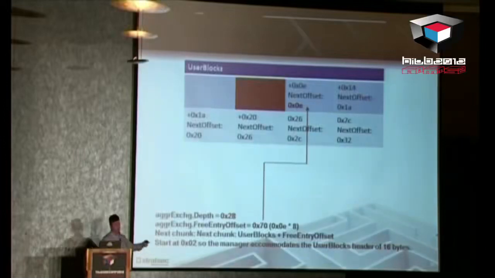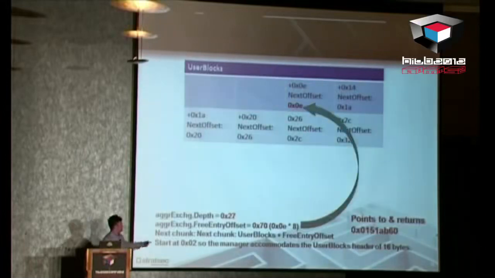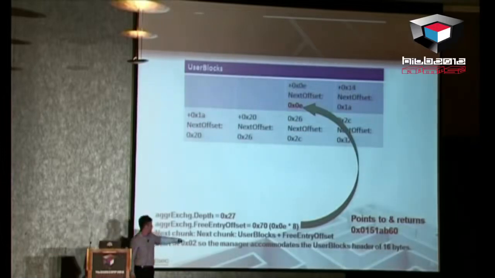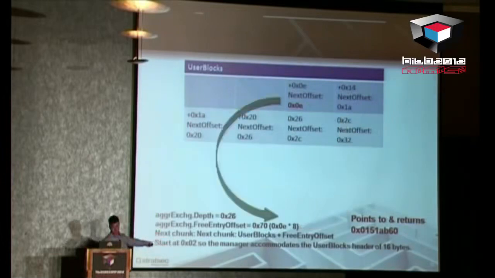But the depth is still 29 in this case, so whenever you cause the allocation, it's going to keep returning the same address. It works pretty much like this. You do the overwrite and set it to match the free entry offset. Then whenever you do an allocation, you can force the allocator to keep returning the same address, because the free entry offset is updated to the same value over and over again.